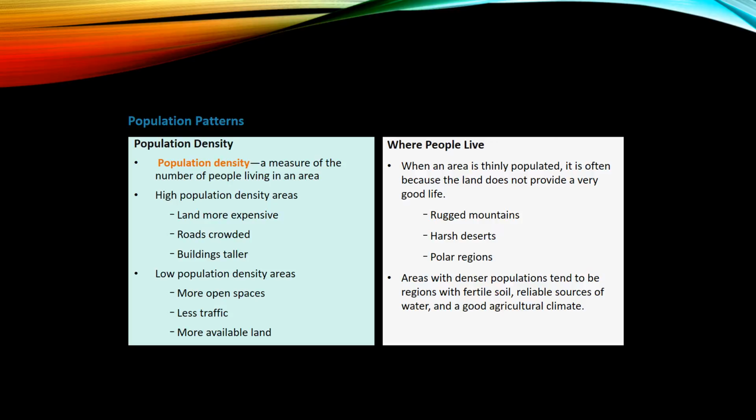So how does population density affect life in a particular place? So places with high population densities, the land is often expensive, roads are crowded, and buildings tend to be taller. So if there's less space, you can't build out, so you have to build up. When I was in Hong Kong, not only was the geography difficult because it's an island and there's mountains, but there's a ton of people who live in Hong Kong. So the main living arrangement is apartment living. On the other hand, places with low population densities tend to have more open spaces, less traffic, and more available land.